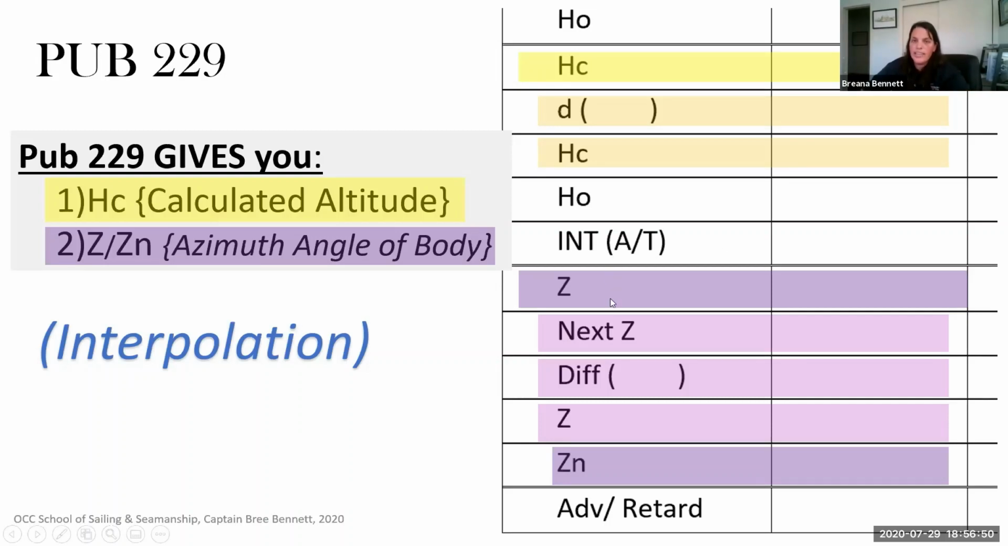For Z, they don't give us that little D. So I always write in the base Z and then the next Z, calculate the difference, and then I can calculate what my actual Z is. And then you use that little formula if you're in the north or south latitude to get what ZN is. Okay, so this is going to be our standard interpolation using 229 with our assumed position.